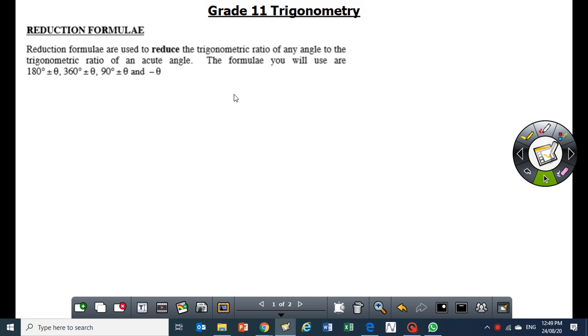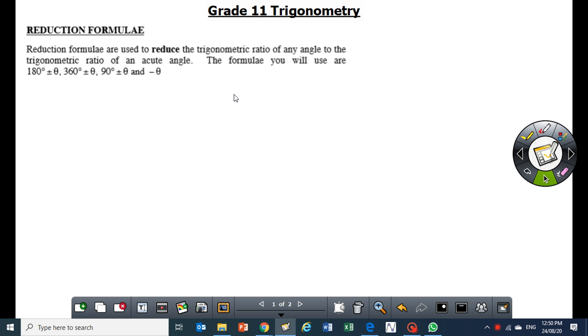Obtuse angles, we have got reflex angles. Now, in trig, we have got formulae that are used to write ratios of any angle, that is, to write trigonometric ratios of any angle using a trigonometric ratio of an acute angle. Remember, an acute angle is between 0 and 90 degrees.